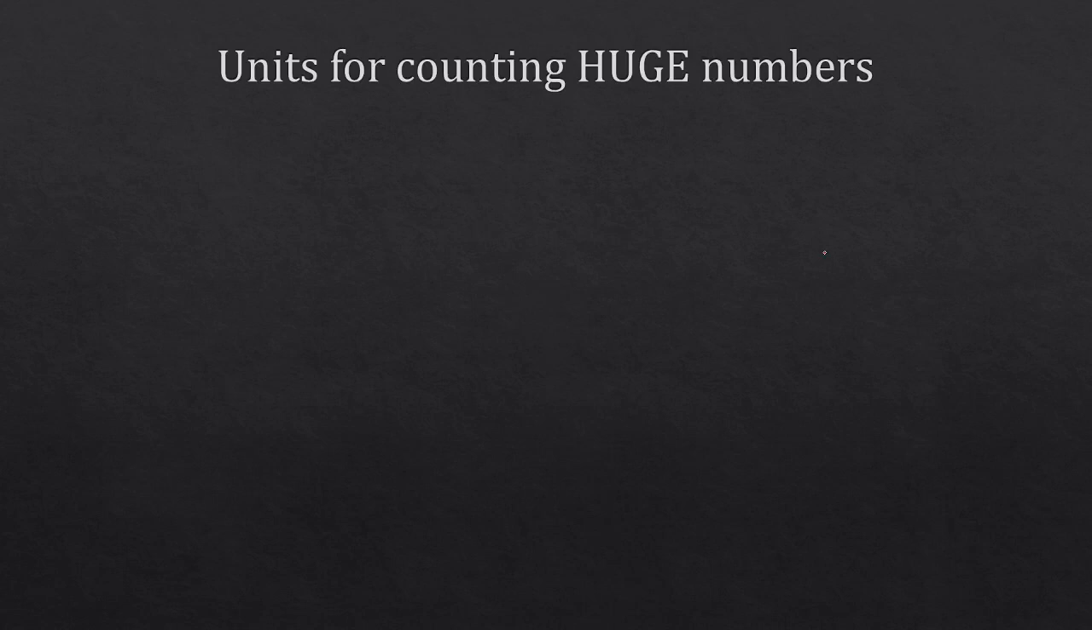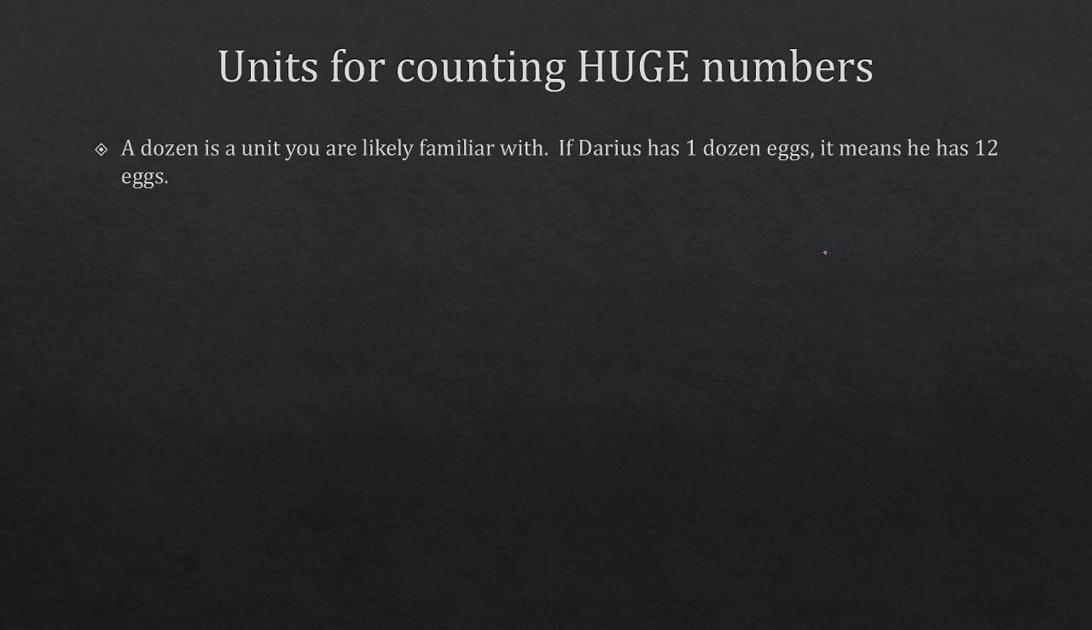So next we're going to talk about the units we're going to use for working with atoms. The reason we have our own units, though, is because we need units for counting huge numbers. So why is this? Well, let's talk about a unit you probably know. A dozen is a term you've used. If Darius has 1 dozen eggs, we know that means he has 12 eggs.